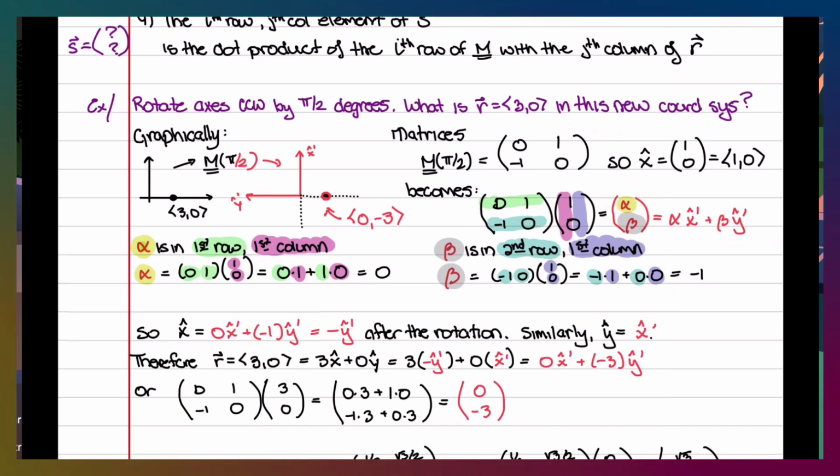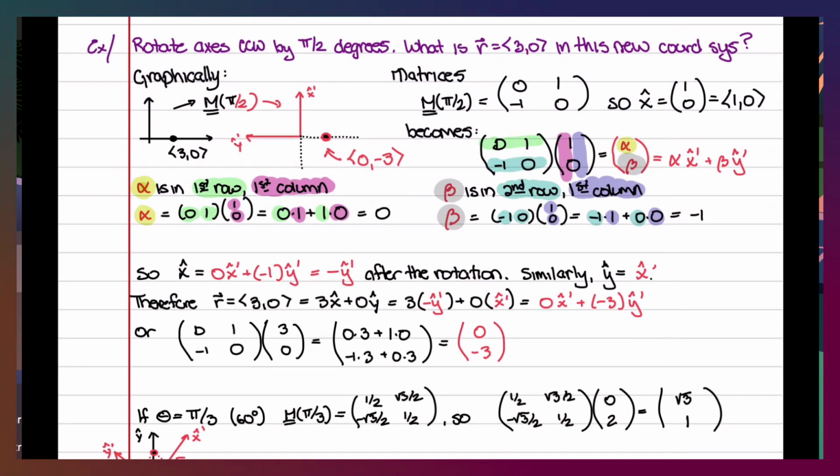And then similarly, you can convince yourself that y hat becomes x prime hat. So if I want to know what this coordinate looks like in my new coordinate system, I could just use these transformations. If I know x goes to negative y prime, then I could replace 3x with 3 times negative y prime, and similarly I could replace that here. And it looks like I get a coordinate of 0, negative 3.